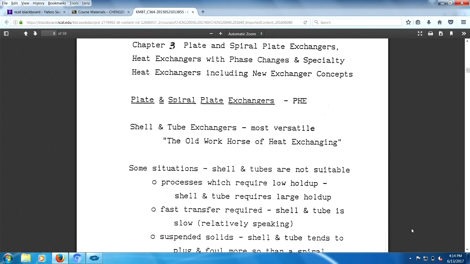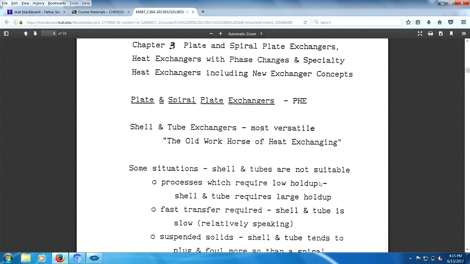The plate and spiral heat exchangers. Fantastic stuff. Again, we're not talking about phase changes. In the next couple of slides we'll be talking about plate and the spiral, right? Anyway, the shell and tube, the old workhorse. You can always get a shell and tube. But shell and tube are not necessarily suitable for everything. Right, processes which require low holdup.